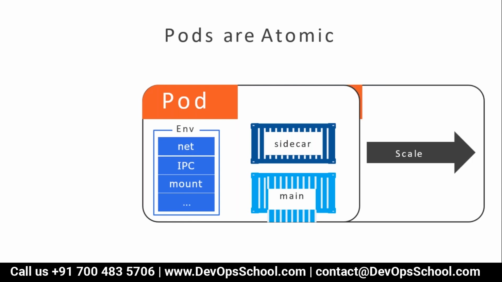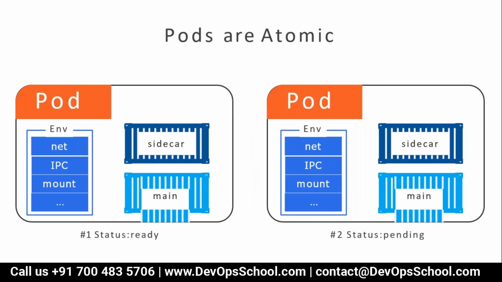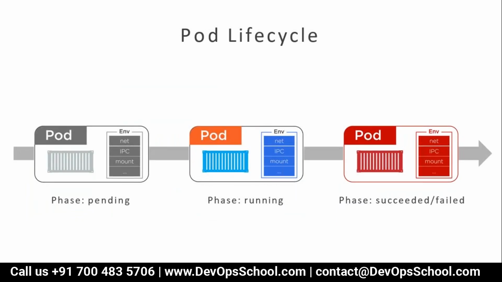Pods can scale. Once you create pods from 1 to multiple, the earlier pod is in ready state, and the second pod will get into the pending stage. These are the life cycle. Guys, do you remember the container's life cycle? Anyone would like to tell me?